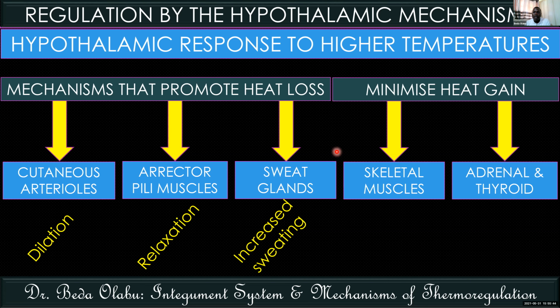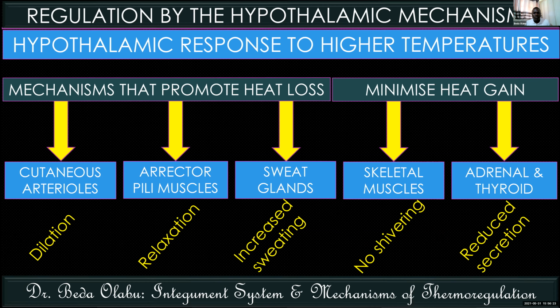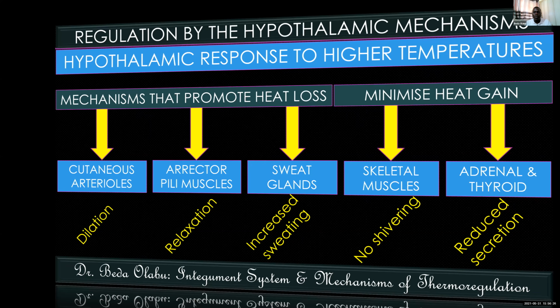Mechanisms of heat gain are those ones that make skeletal muscles to contract and the adrenal glands to produce their hormones to increase metabolism. Now, to minimize that, there'll be no shivering from skeletal muscles, and there'll be less hormonal secretion from those two endocrine glands, so that we don't add heat unnecessarily. Those are the hypothalamic mechanisms geared towards addressing high body temperature. Let's finish with the pathophysiology of fever.